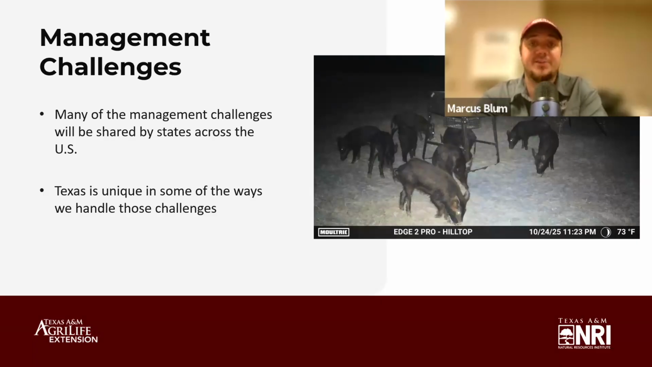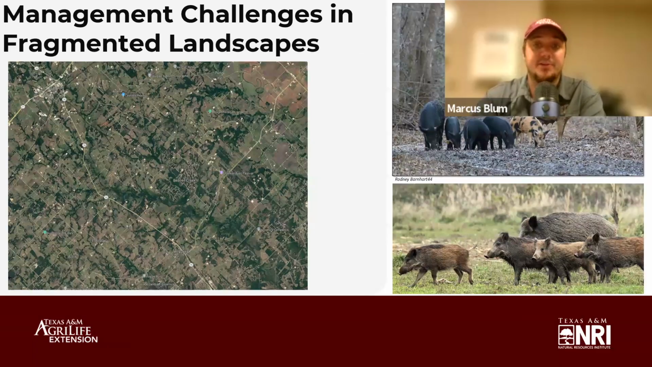So feral hogs present one of the most complex wildlife management challenges in modern North America, particularly across the highly fragmented private lands that dominate the southern Great Plains and southeastern U.S. In Texas alone, more than 95% of the land is privately owned, with an average property size of less than 200 acres. And that's mostly going to be in our central and eastern counties. When you get to the southern portion, we're going to see much larger tracts of land. But this ownership mosaic creates a logistical and social barrier to coordinated management.